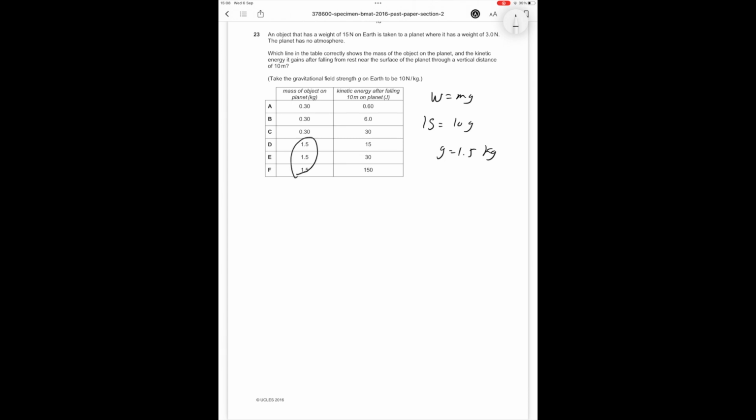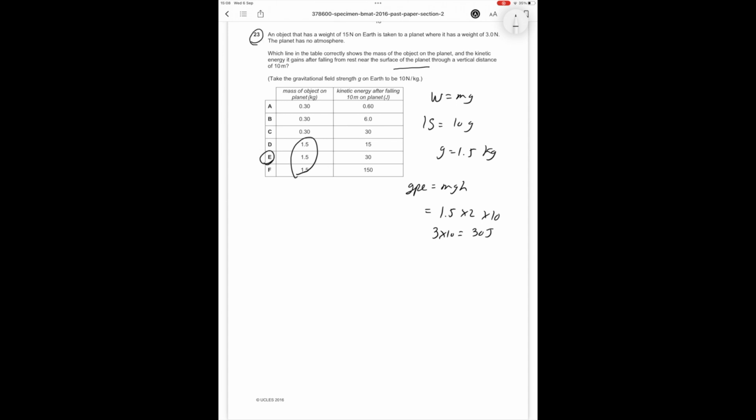Second equation we're working with is GPE is equal to mgh, but remember, this is the surface of the other planet. So since its weight is 1/5, its g is going to be 1/5, so its g must be 2. So that's going to be 1.5 times 2 times 10, which is going to be 3 times 10, which is going to be 30 joules. So the correct answer option is answer option E.